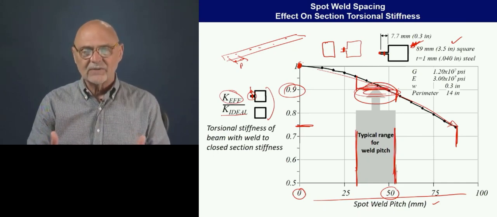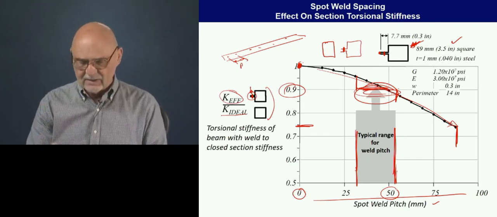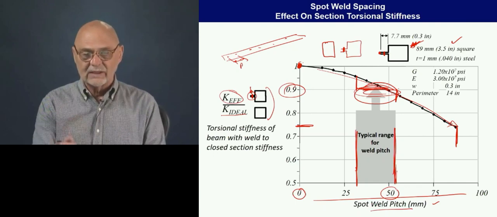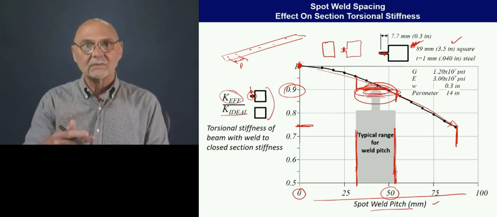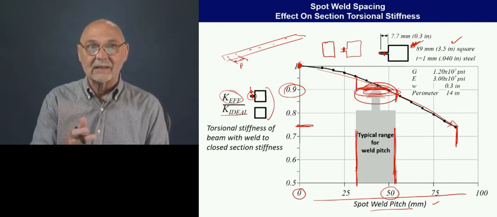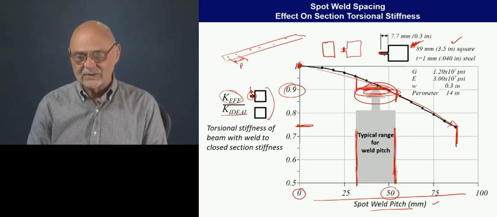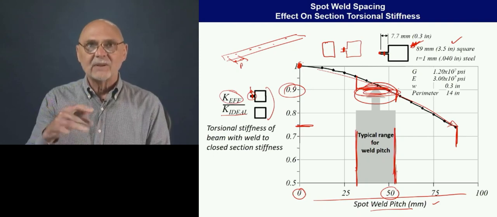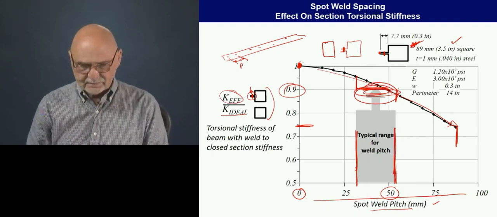So this is just the significance, and again, this has been fairly qualitative. We know that it's a function of spot weld pitch. We know that it is an important number, that it's not like 99% effective. It's something a lot less than that, 90%. So how do we really verify something like this?